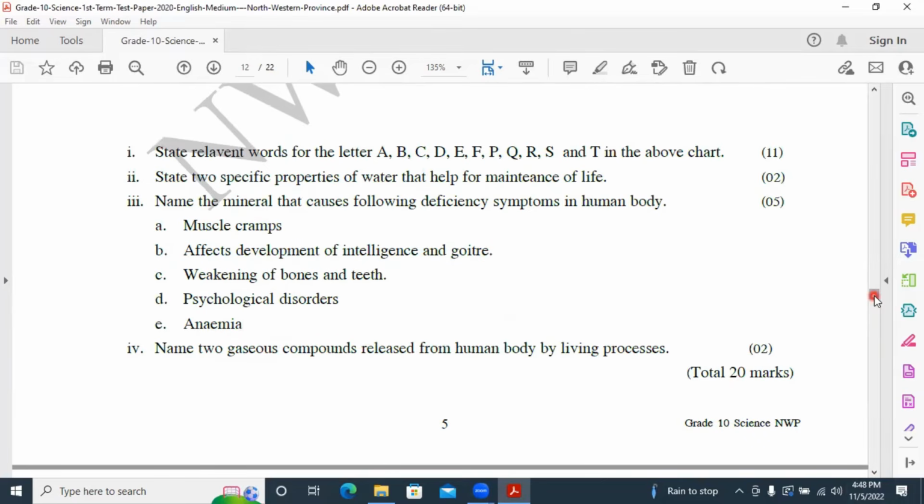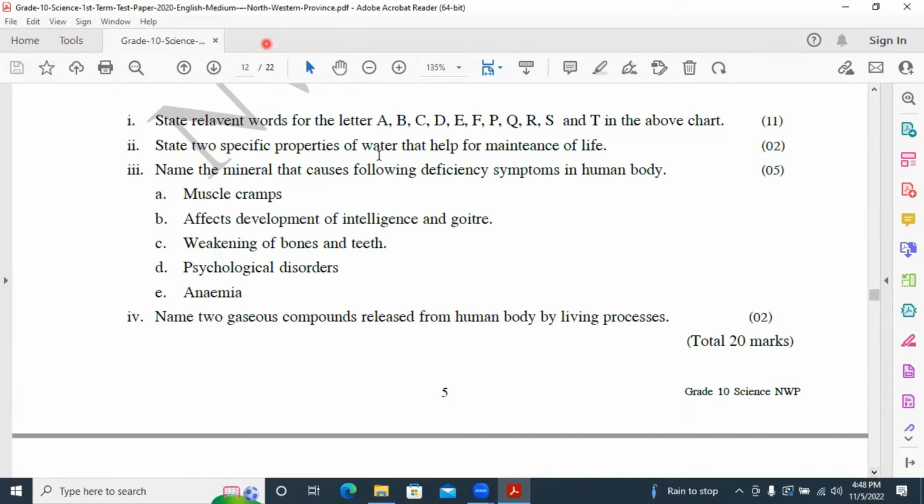Problem number 2. State 2 specific properties of water that help for maintenance of life. 2 properties of water: solvent property, coolant property.